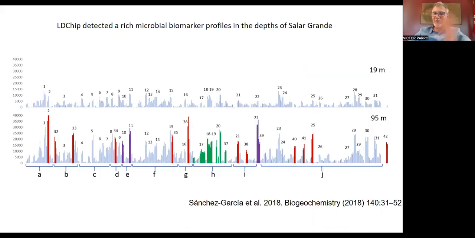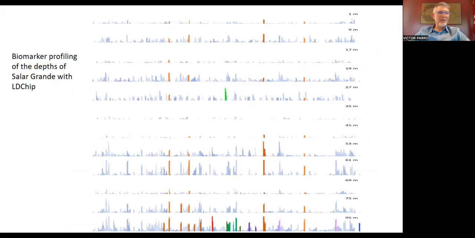This is similar to the Atacama. I think I might be running out of time, but this is the Atacama, where we did a whole profile with all the drill samples collected down to 90-meter depth. You can see here all these bars corresponding to the quantification of the fluorescence of the chip, and all of them correspond to microbial markers. The green one corresponds to cyanobacteria, which was identified down to 90-meter depth in the Salar Grande in the Atacama.